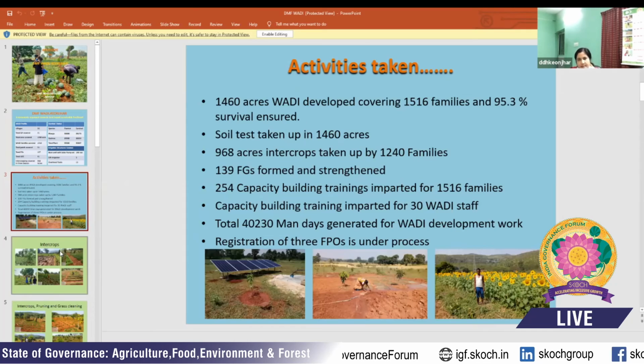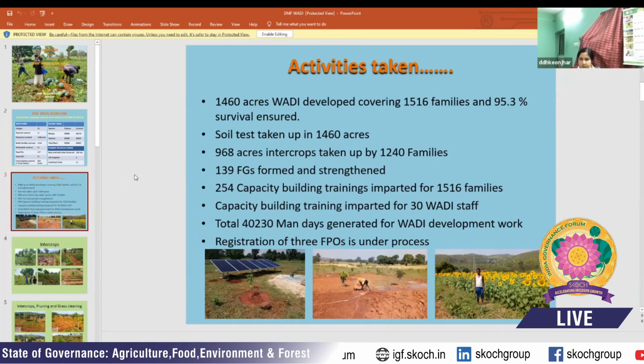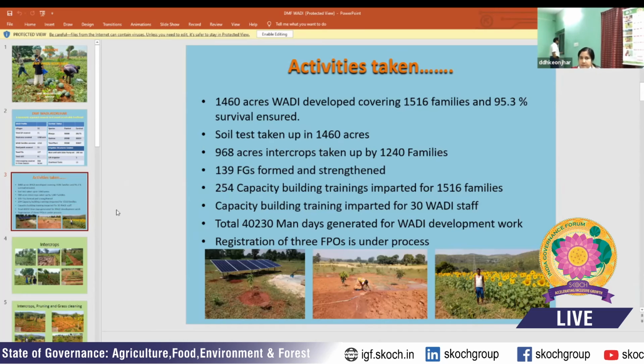So what are the activities that have been taken up? As I had told you before, 1460 acres of WADI has been developed with 1516 families, where 95.3% survival is ensured, which is very rare in other WADI areas. Before taking up this WADI plantation, soil tests are being done, and intercrop, as I had mentioned before, is done. 139 farmer groups have been formed, who take up this intercrop, and whatever is produced, these farmer groups sell through a producer company, which is also being formed. Capacity building training is imparted to the families, particularly women, and apart from that, they have WADI staff also there.